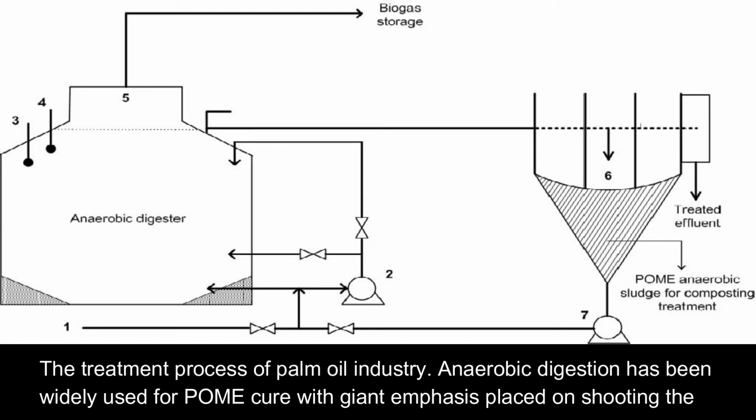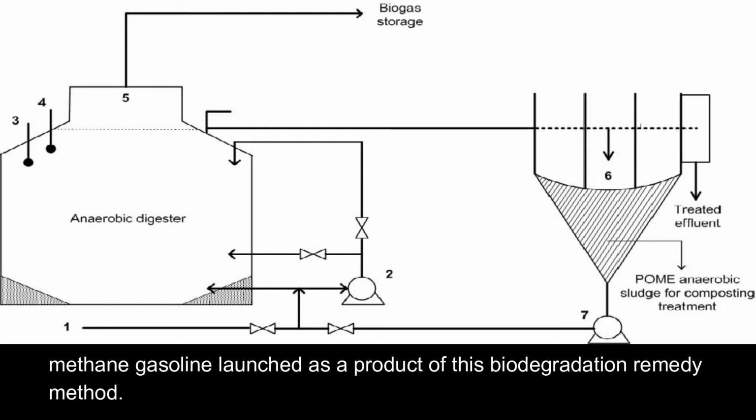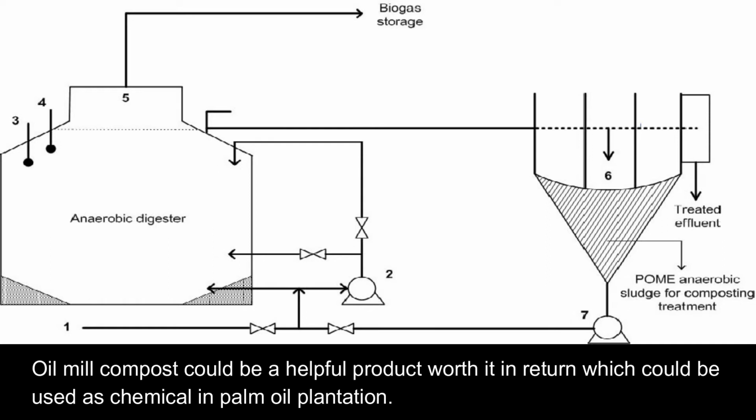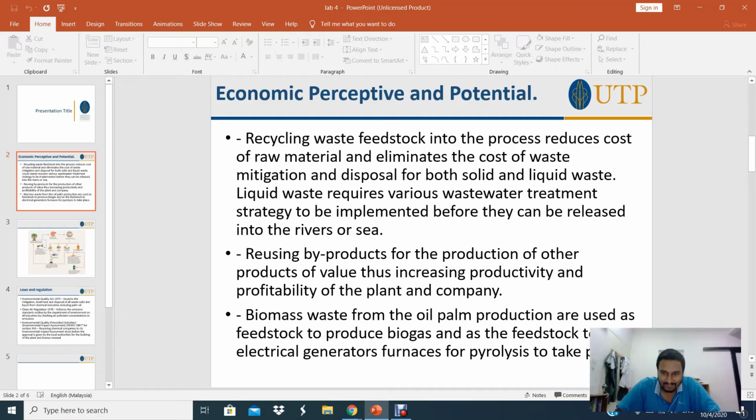Anaerobic digestion has been widely used for palm oil mill effluent. POME is treated with great emphasis placed on capturing the methane gas released as a product of this biodegradation remedy method. Vermicompost could be a helpful product rich in nutrients which will be used as fertilizer in palm oil plantation.